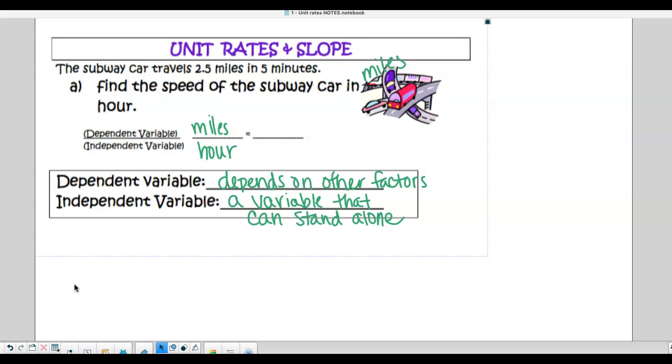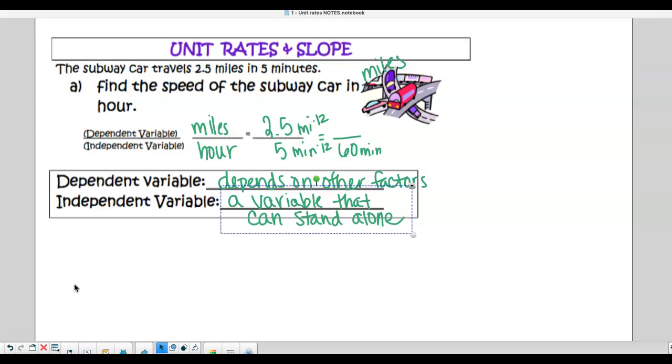Okay. So if I want to find miles per hour, this says 2.5 miles in 5 minutes. I know that's not miles per hour, right? That's 2.5 miles in 5 minutes. How many minutes are in an hour? 60. So 5 times what would give us 60? Yeah, 12. So I'm going to go to 60 minutes, and I'm going to times by 12.